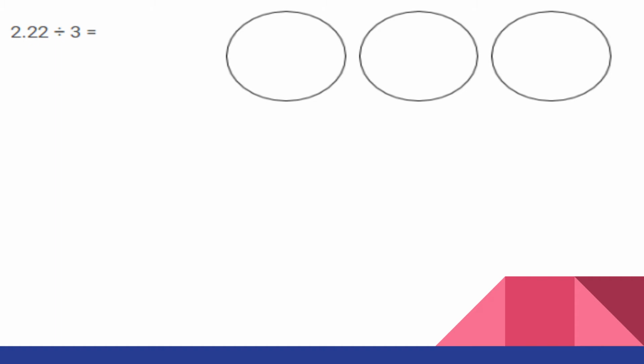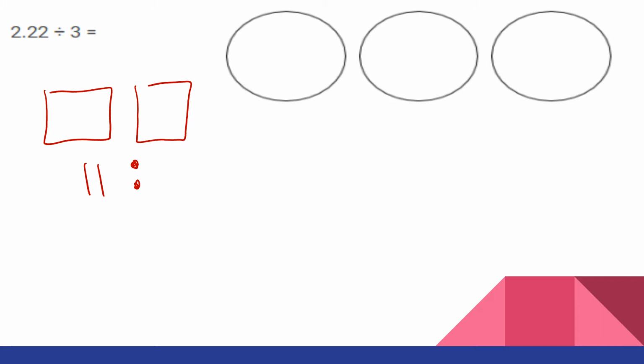Okay, let's try this one. 2 wholes, 2 tenths, and 2 hundredths divided by 3 groups. There's nothing in here that shows me I can divide evenly into 3. We got 2, 2, and 2.